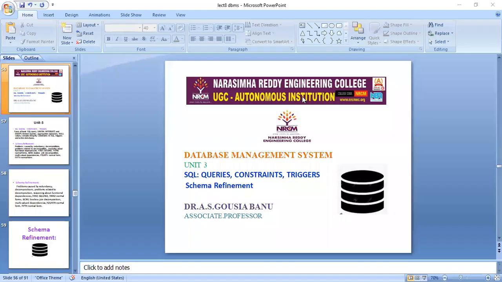Okay, this is lecture 8. Let's come to unit 3, the database management system. The topics are queries, constraints and triggers, and schema management.